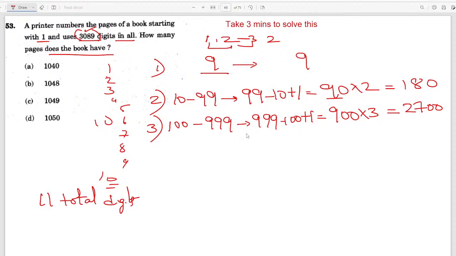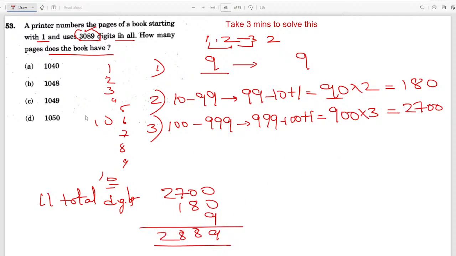Now till 999, the number of digits used would be 2700 plus 180 plus 9, which is 2889. And they are saying that the printer used a total of 3089 digits. The difference is 3089 minus 2889. If you carry this here, 10 minus 8 is 2. 200 more digits are necessary.